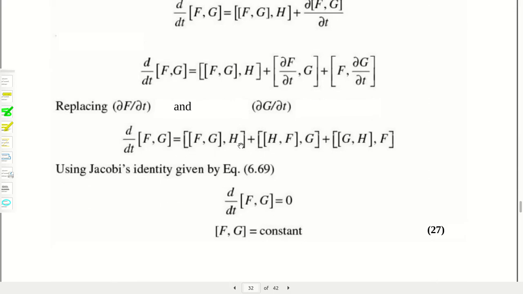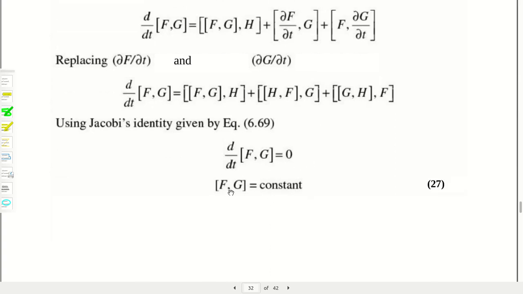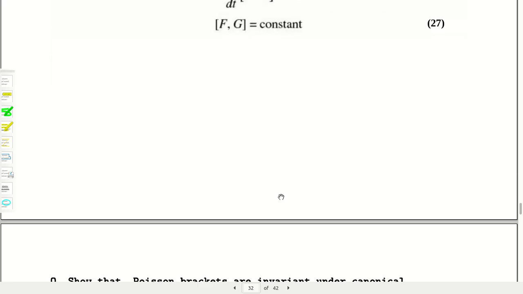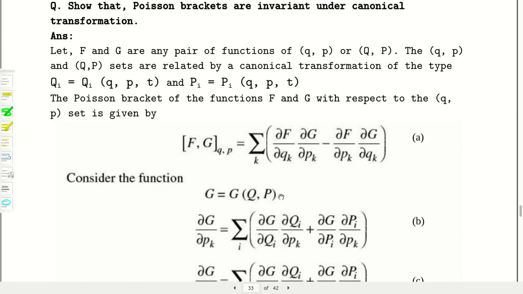Here {f,gh}, {f,g}h, {g,hf}, so the whole result will be 0. So d/dt of {f,g} is 0, and the Poisson bracket of f and g will be 0. That means {f,g} is a new function which is again another integral of motion, that is a constant of motion. f and g are independently constants of motion, and {f,g} is also a constant of motion. This is a very important proof. This will appear in exams frequently.